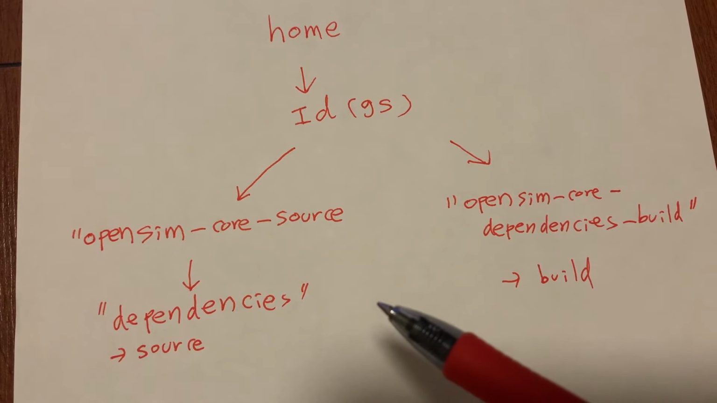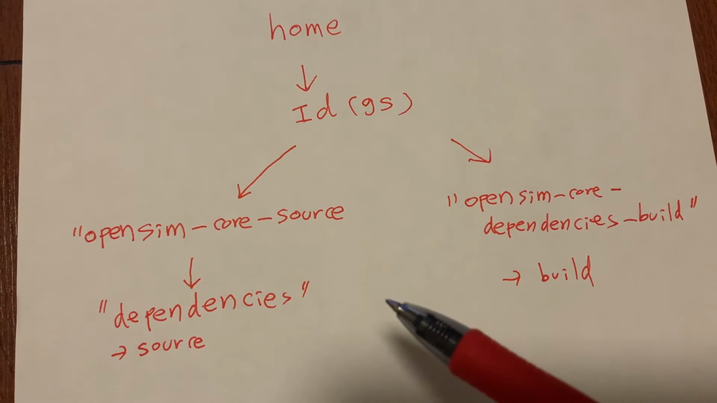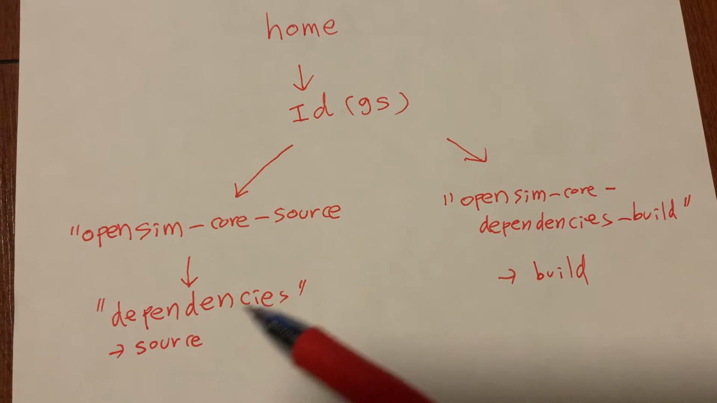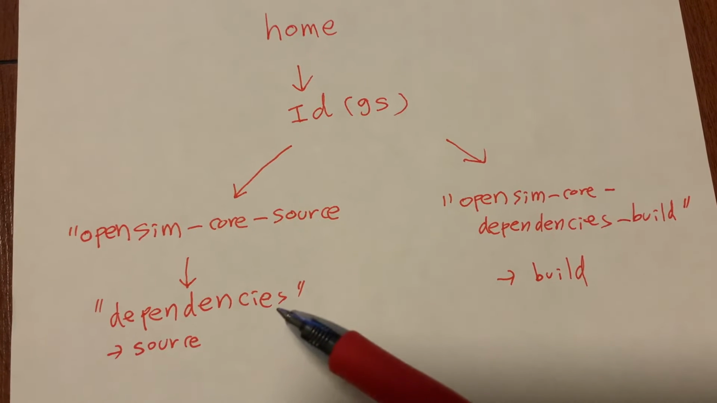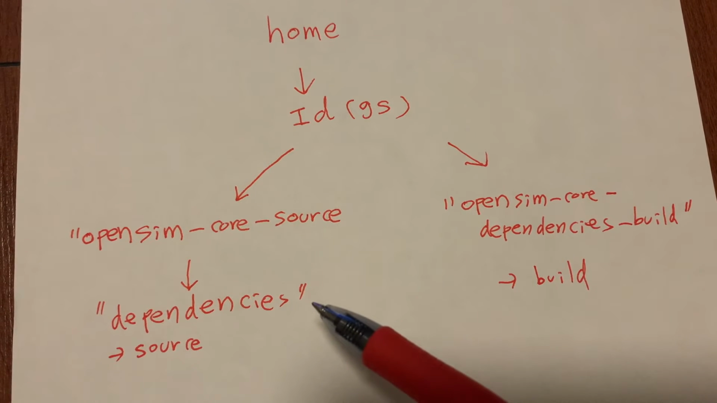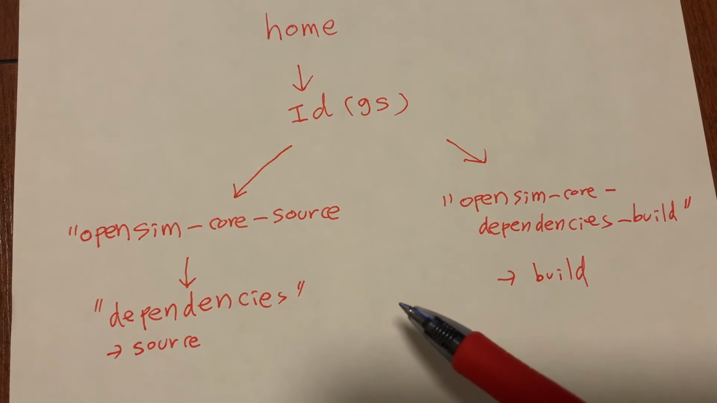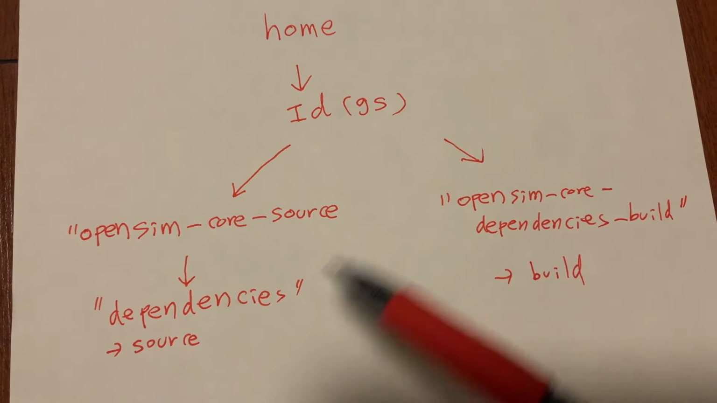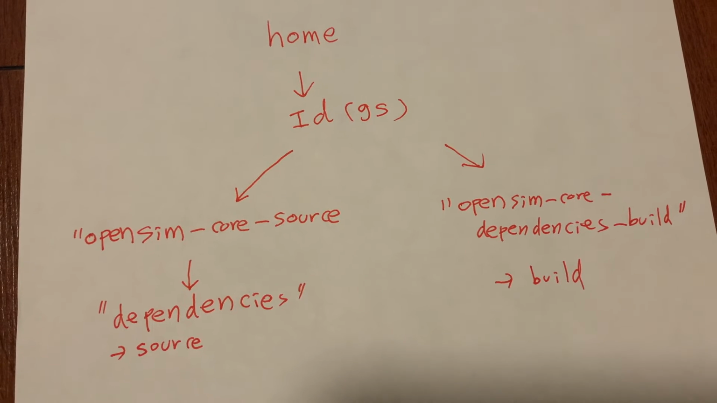Then when you compile this in the Linux terminal, all the sources in the dependency folder are compiled and become Linux executable files, and the executable files will be stored in this folder. So this is how the folder structure works.